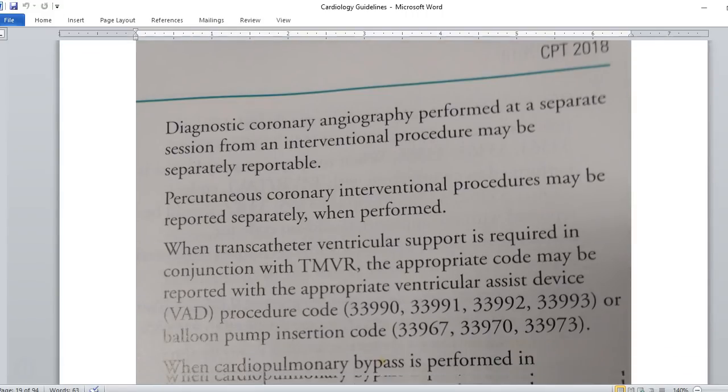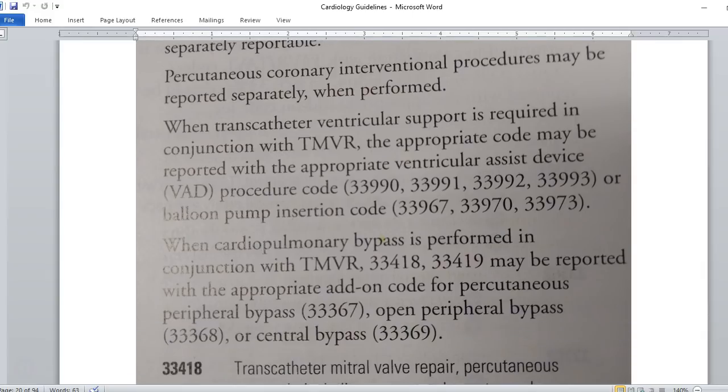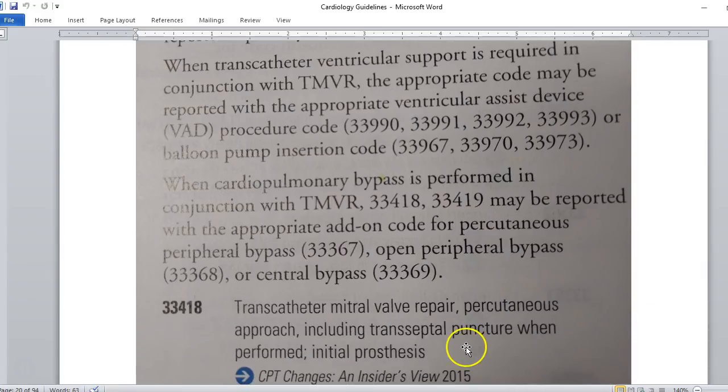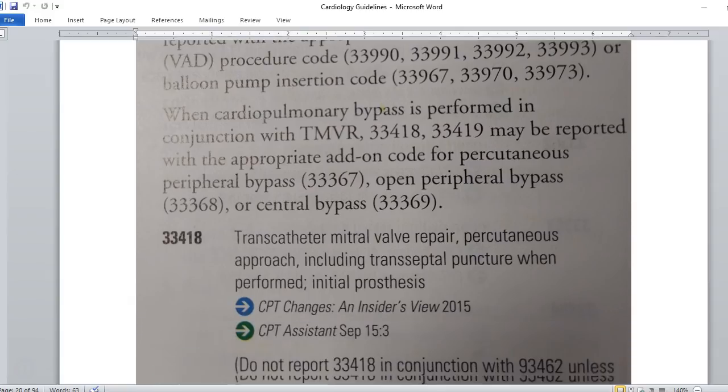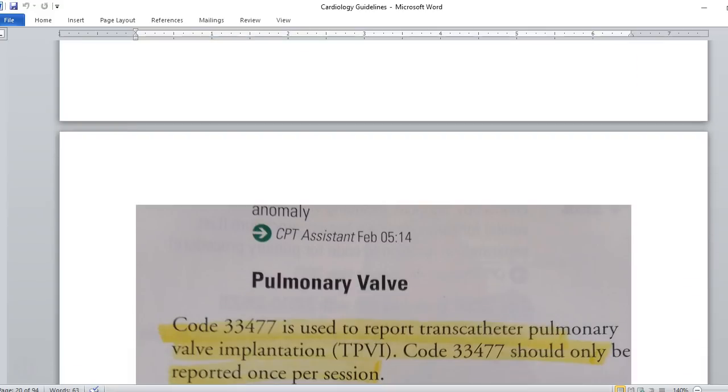And it goes on to remind us that we will use cardiopulmonary bypass. And again, we can go through a percutaneous, or we can do an open peripheral or central bypass. So again, how do we want to get there? What is the approach of the surgeon for this? So again, 33418 is percutaneous. 33419 is the add-on for an additional. And again, as we go through, what are we doing specifically?